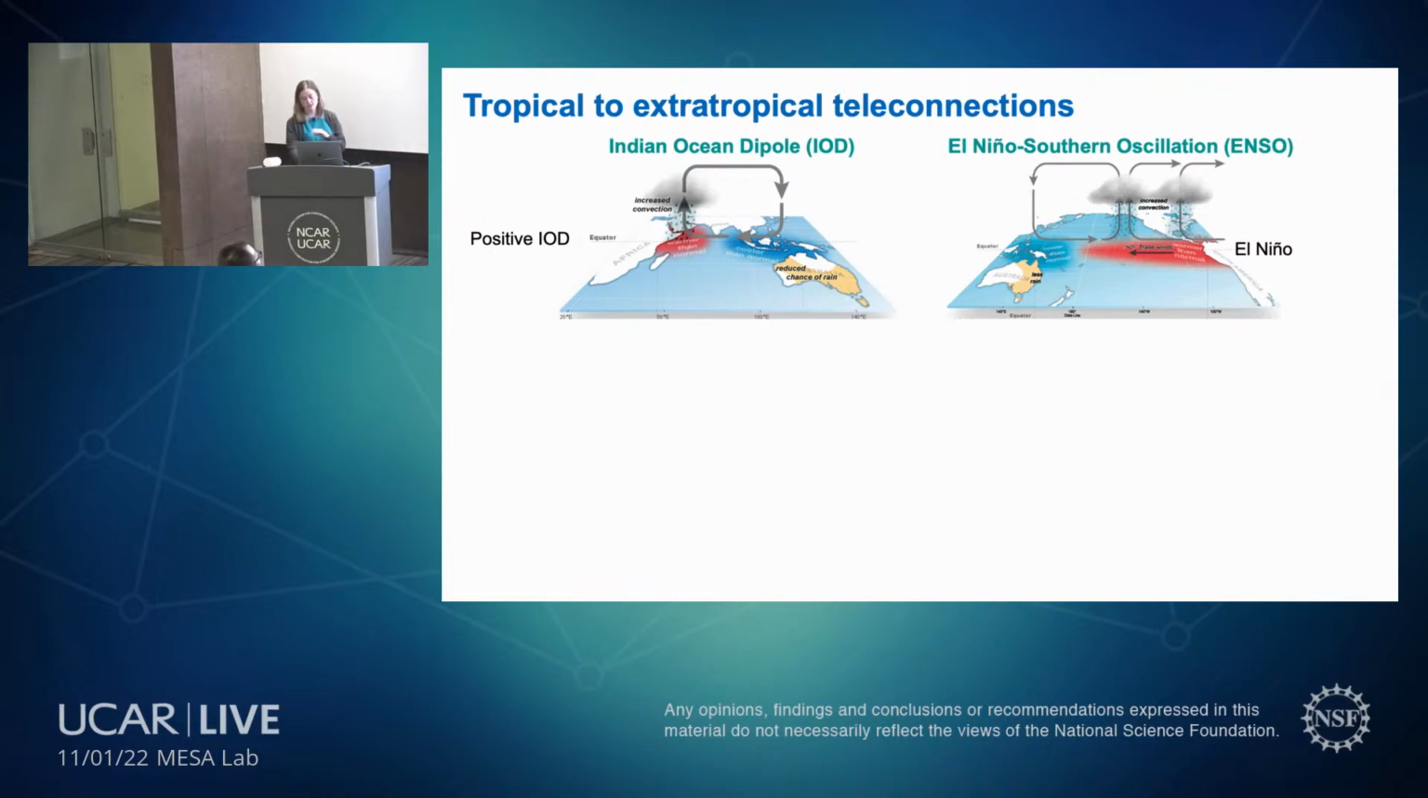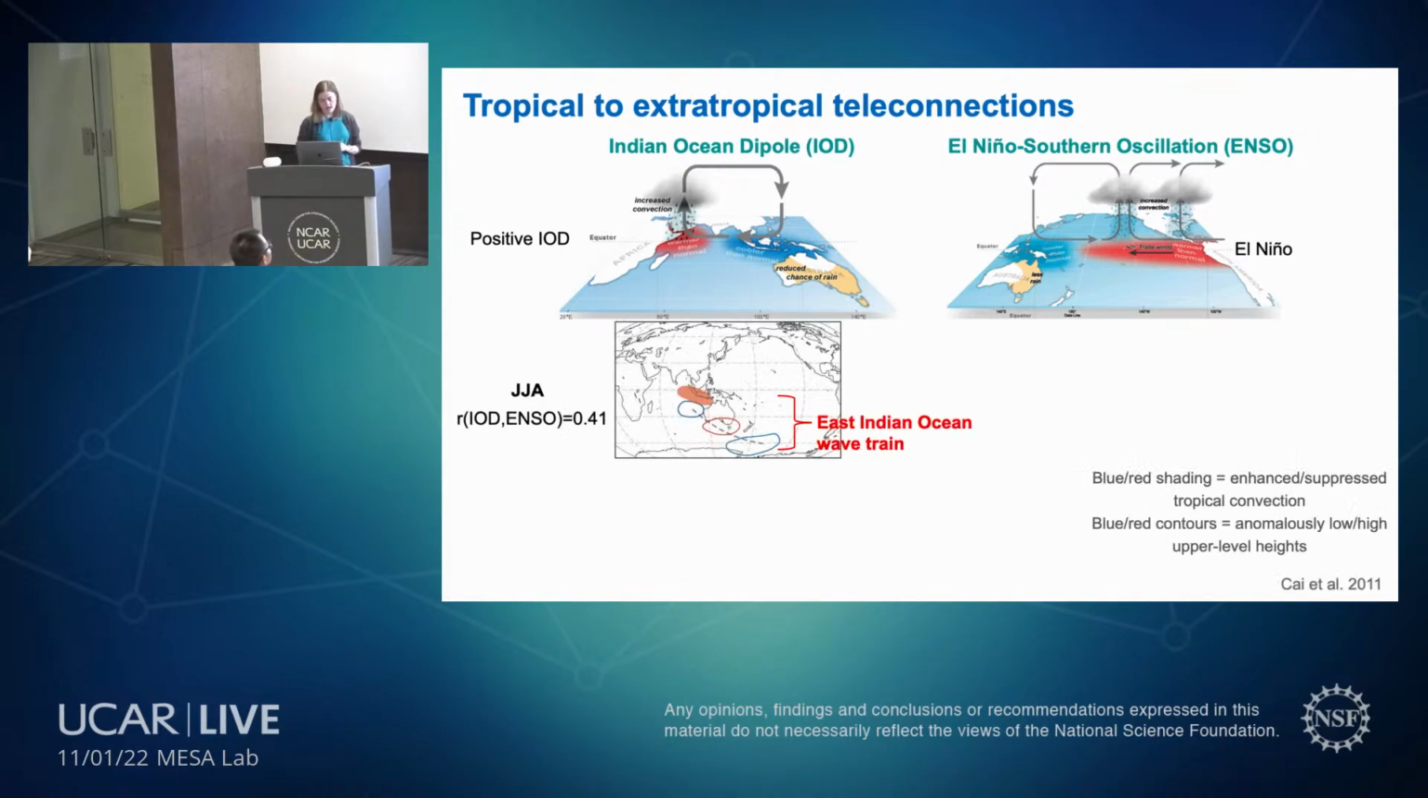And so I've shown here 2 schematics that show the typical patterns that we see during the positive IOD and El Nino. So focusing first on the positive IOD, this is when we have warmer sea surface temperatures in the western pole of the Indian Ocean and cooler sea surface temperatures in the east. And so during austral winter in June, July, August, this pattern of cooler sea surface temperatures in the eastern Indian Ocean, and the suppressed convection that occurs, is associated with a poleward and eastward propagating wave train.